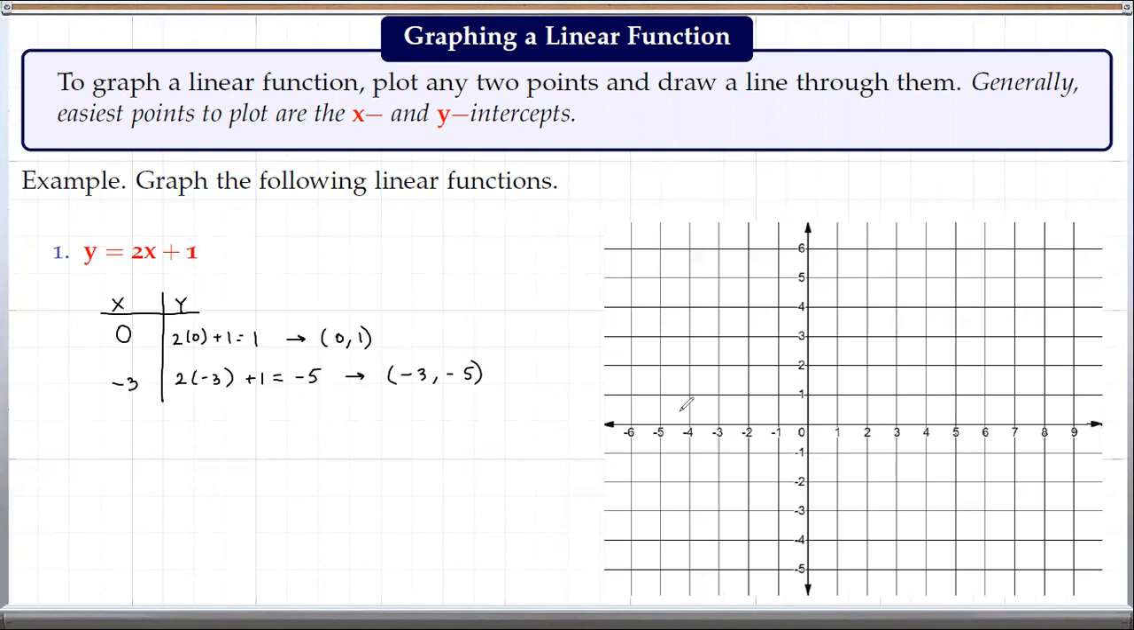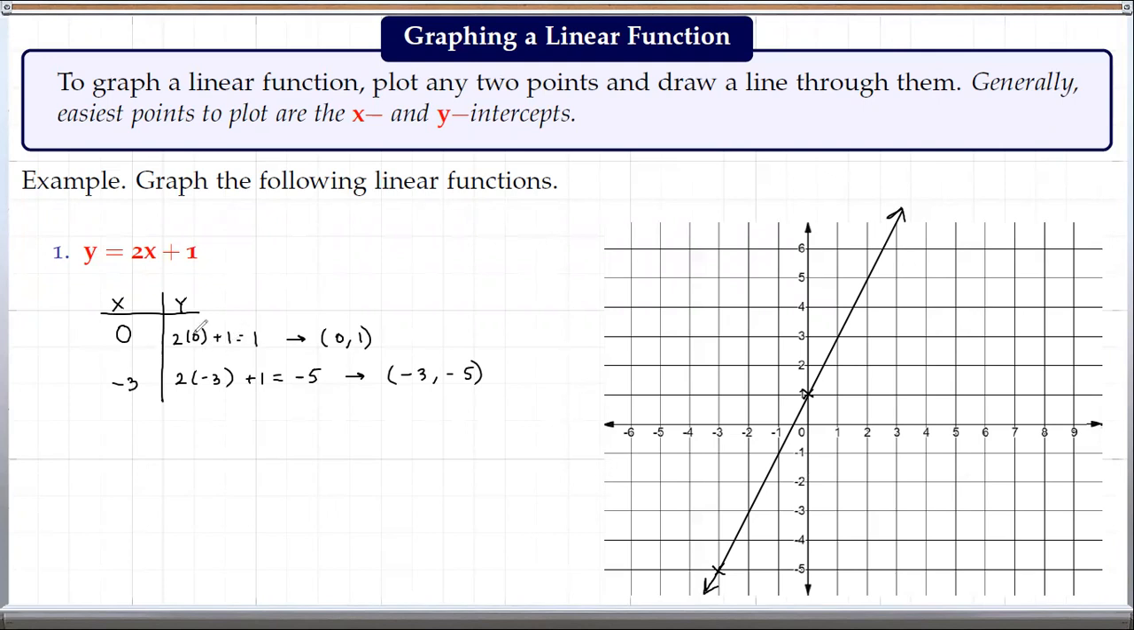So all we need to do is now plot these 2 points and draw a line going through them. So point 0, 1 is right here. And point negative 3, negative 5 is right here. So the graph of this function goes through those 2 points. It's a straight line going through those 2 points. So this is the graph. And of course, it can extend to both sides indefinitely. So this is the graph of this given function.